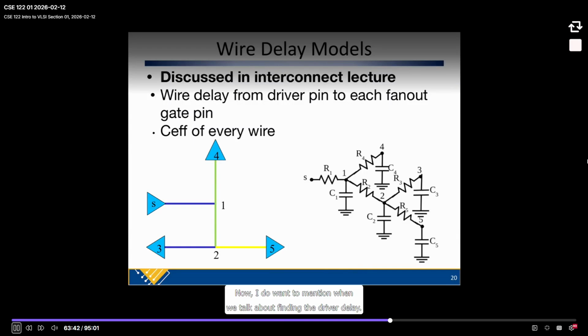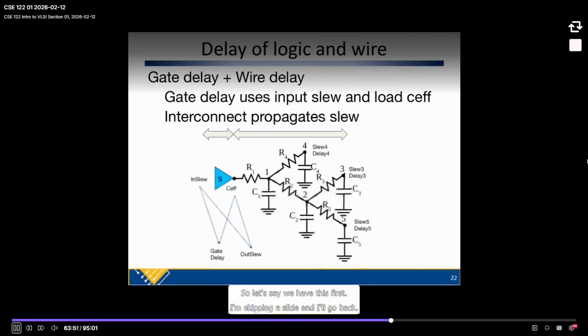Now, I do want to mention, when we talk about finding the driver delay, so let's say we have this first. I'm skipping a slide and I'll go back. If we have some gate driving some tree, we're dividing this into gate delay and wire delay, right? The gate delay is the delay from the input of gate S to the output of gate S. That's what we get from the table lookup.